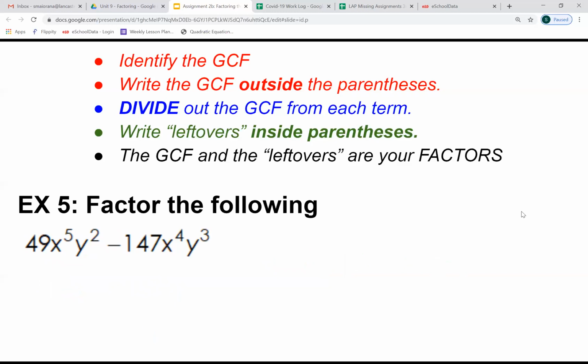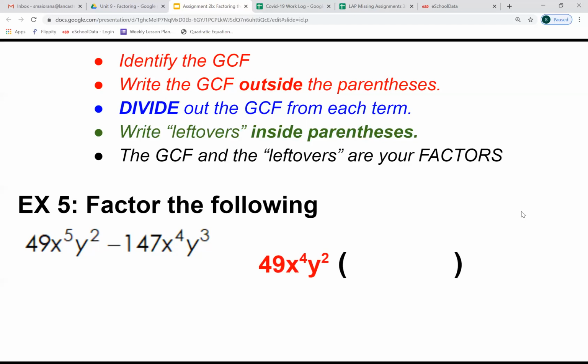Example 5, 49x to the 5th y squared minus 147x to the 4th y cubed. Now for identifying the GCF for the numbers 49 and 147, you might need to check and play around and kind of guess and check some options in your calculator, but you should find that the biggest number that divides both 49 and 147 is 49. And then the smaller value for my x's is x to the 4th, and the smaller exponent on the y's is y squared. So my GCF is going to be 49x to the 4th y squared.